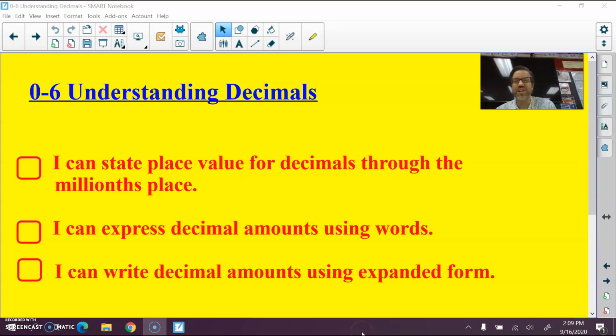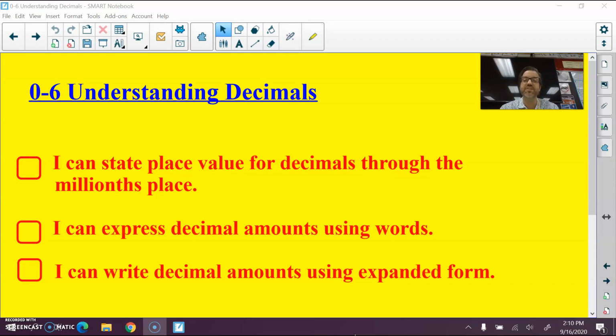Hi everybody. Today we're going to be talking about decimals, and our learning goal today, if you take a look here, we have actually three things listed. By the end of the lesson, you should be able to say that you can state the place value for decimals all the way through the millionths place. Usually we won't go that far though, thousandths, 10,000ths. If we can go about that far, we're pretty good.